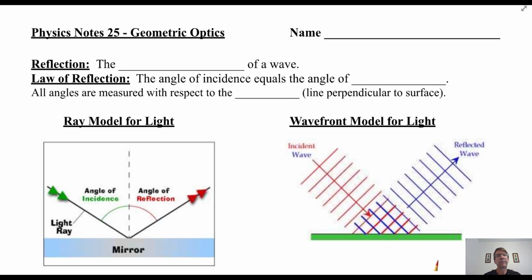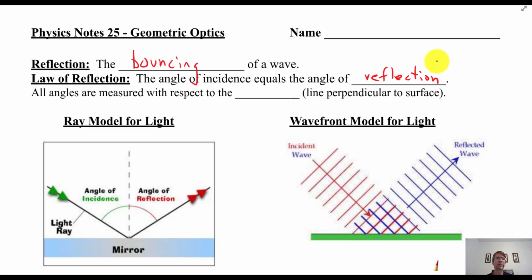Reflection is the bouncing of a wave. And it's pretty straightforward when you start with reflection. The law of reflection: the angle of incidence equals the angle of reflection. So incidence means incoming, and reflection means the outgoing.